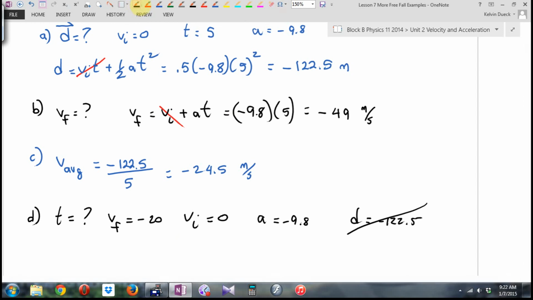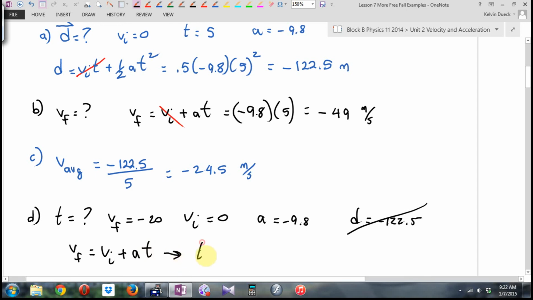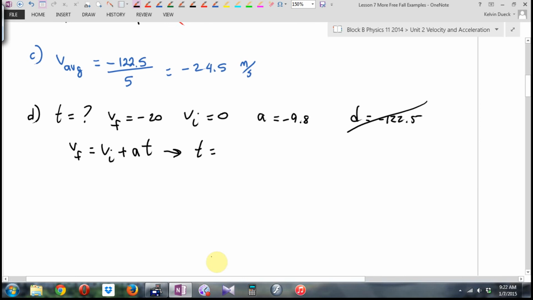Hey, I'm looking for an equation that has T, VF, VI, and A in it. Is that right? Yeah. Except, what do I want to find? T. Anybody want to try getting the T by itself? Cam, my friend, how would I get the T by itself?